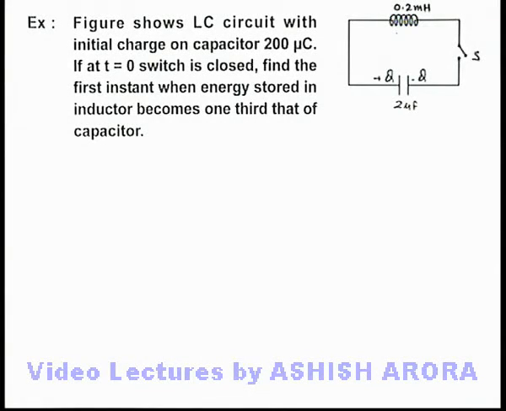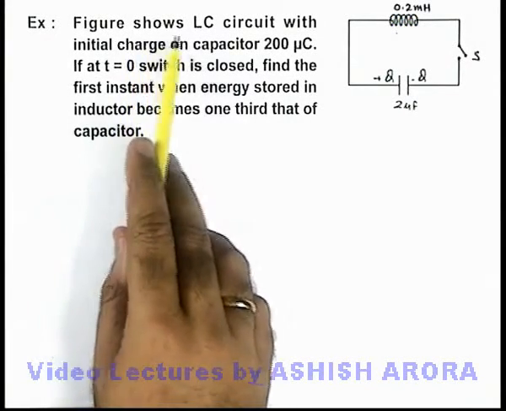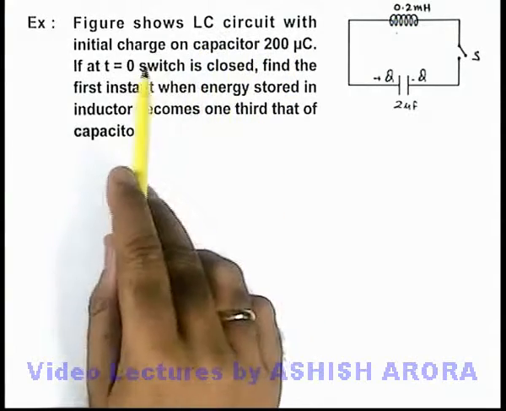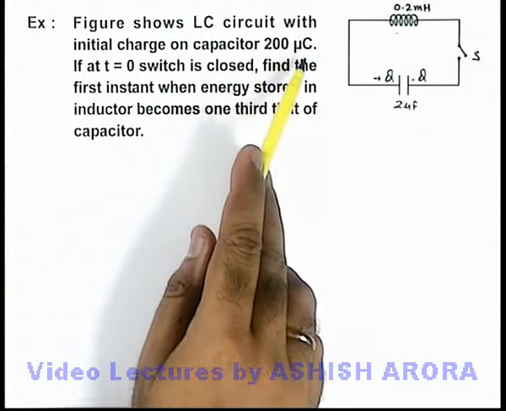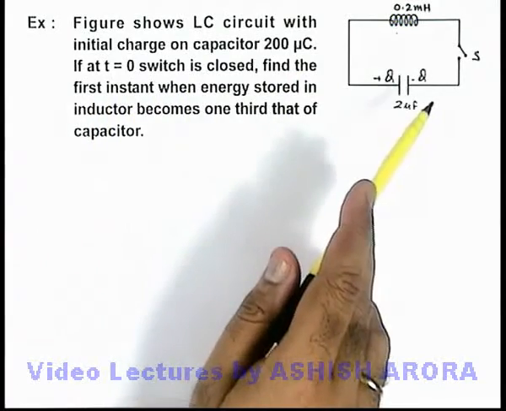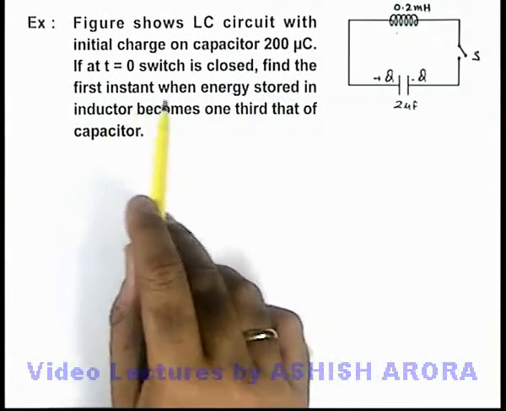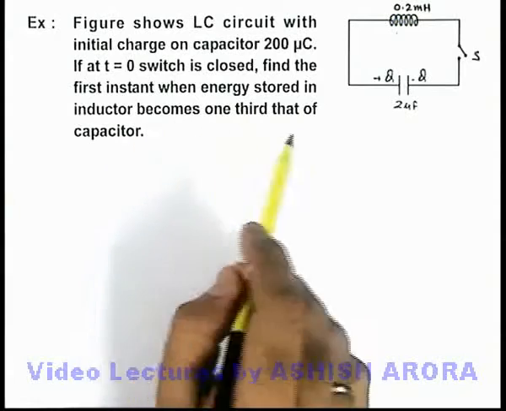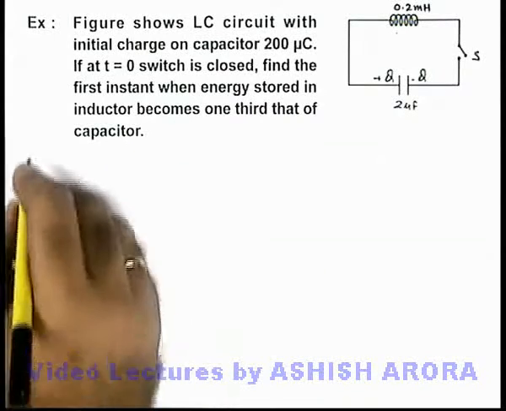In this example, we are given that the figure shows an LC circuit with initial charge on the capacitor of 200 microcoulomb. If at t equal to 0 the switch is closed, we are going to find the first instant when the energy stored in the inductor becomes 1/3 that of the capacitor.